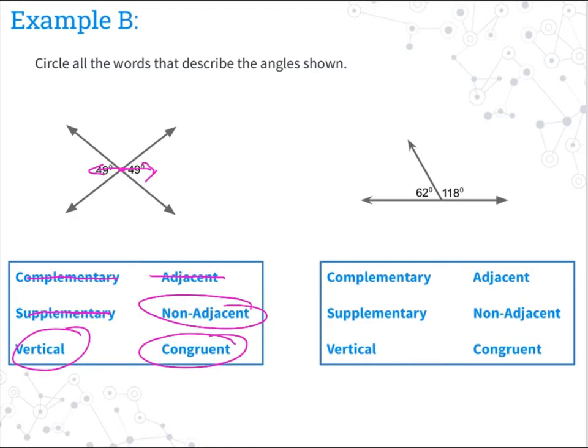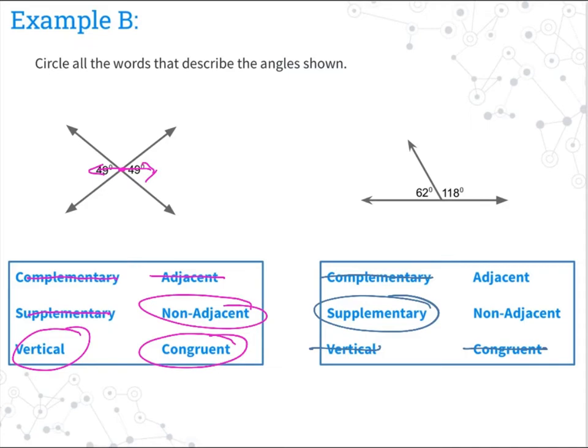Complementary means they equal 90. 62 plus 118 is not going to equal 90, so complementary is out. Supplementary, 62 plus 118, do they equal 180? They do, so they are supplementary. Vertical angles, are they across from each other and equal? Not so much. We can also eliminate congruence, so we know they're not going to be equal.